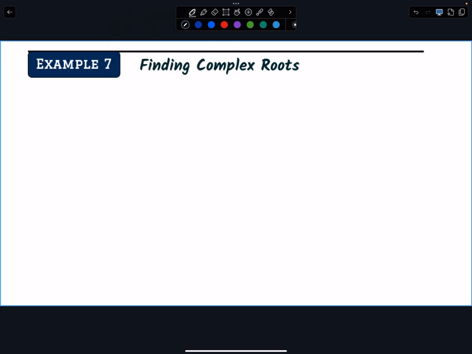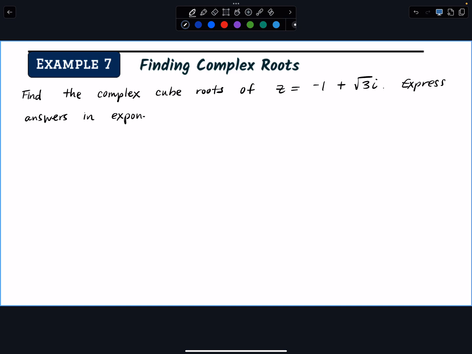So I want us in this problem to find the complex cube roots of z is equal to -1 plus square root 3i. And we want to express our answers in exponential form.